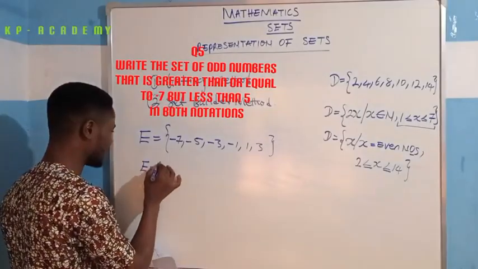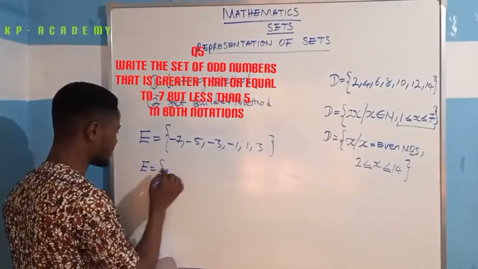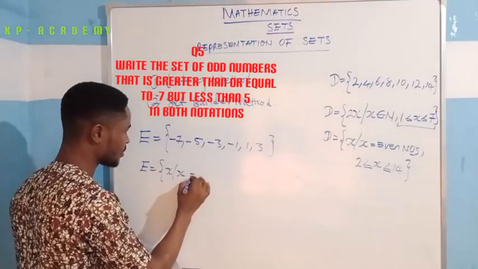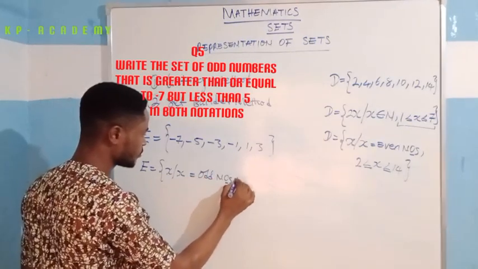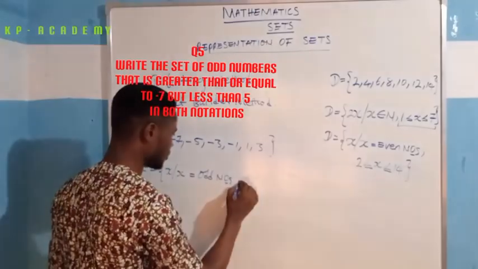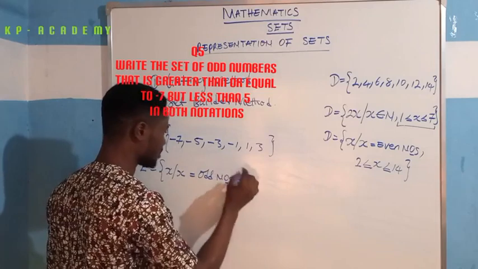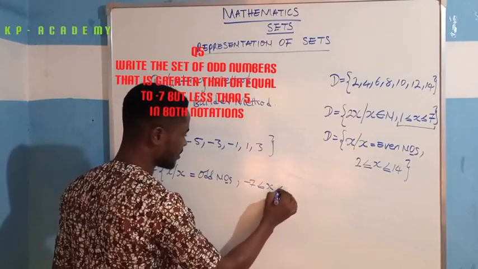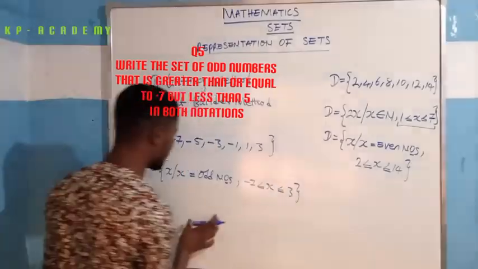Therefore, putting this in the set builder notation, we are going to say that the set of x such that x is equal to odd numbers. And saying that it is equal to odd numbers, we are going to put the condition, or the range of this odd number. We are going to say that it is -7 less than or equal to x less than or equal to 3. This is the first way we can represent it.